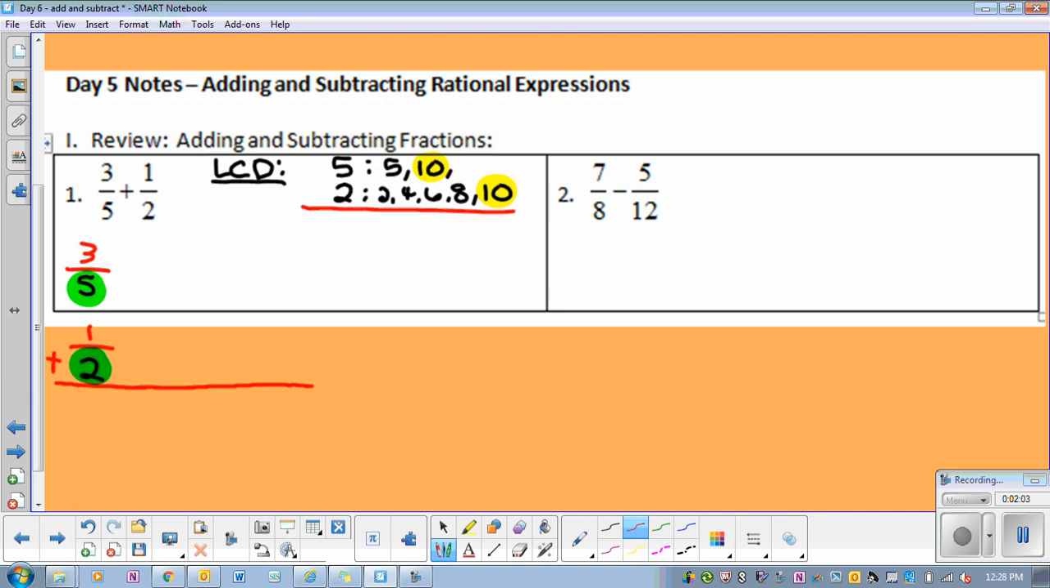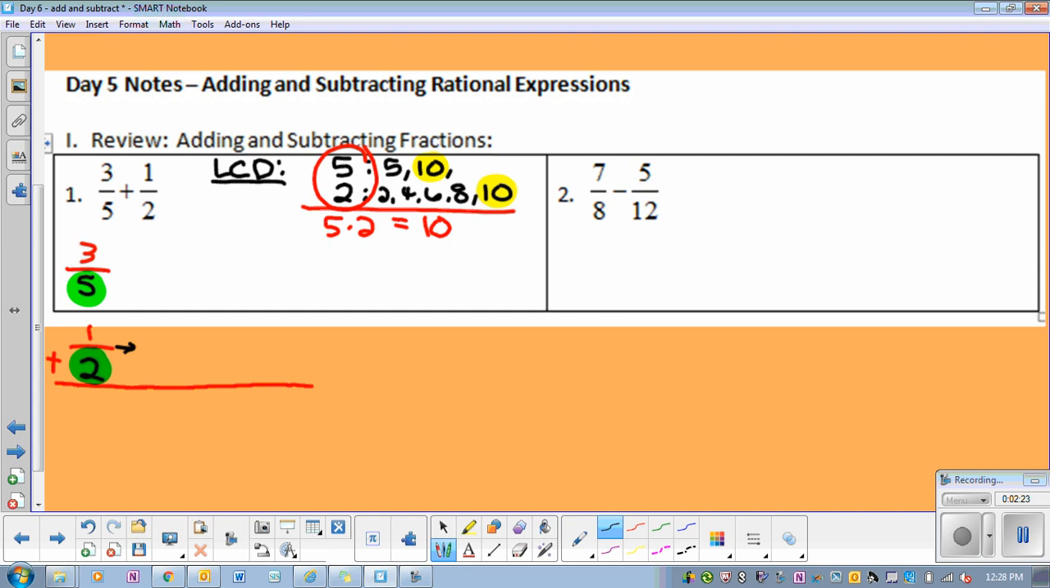However, if you just look at what you had in your denominator, 5 and 2, they're totally different numbers, right? Then you just have to make sure you bring everybody down and multiply, and you can also get 10.